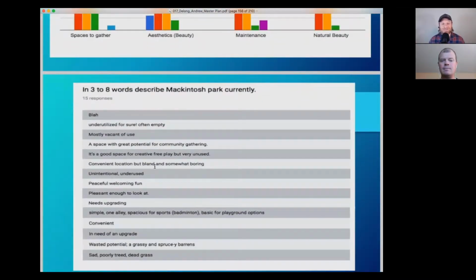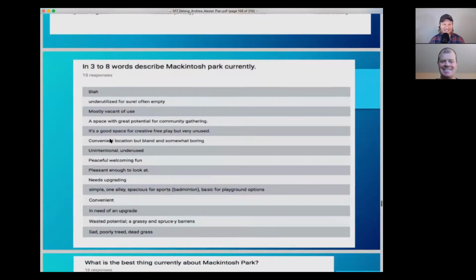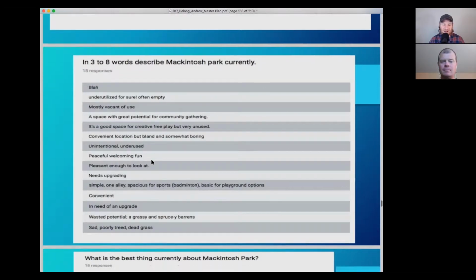Three to eight words, describe McIntosh Park currently. "Blah" is one of my favorites. That really conveys the emotion that people have there. Sad, poorly treated, dead grass, unintentional, underused. And then, of course, contrasting: peaceful, welcoming, fun.